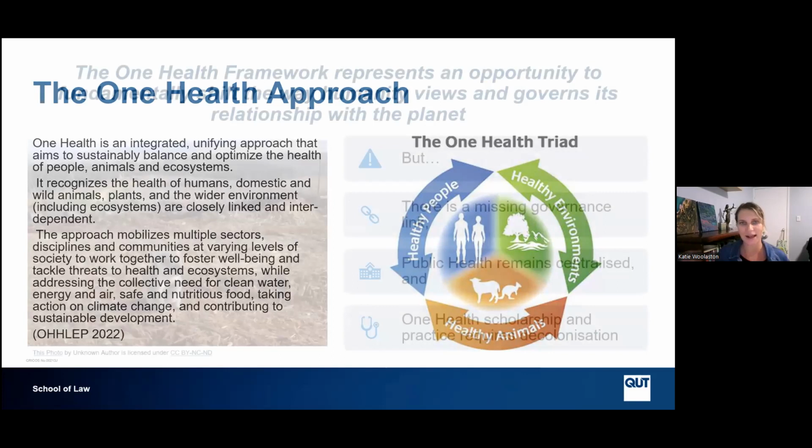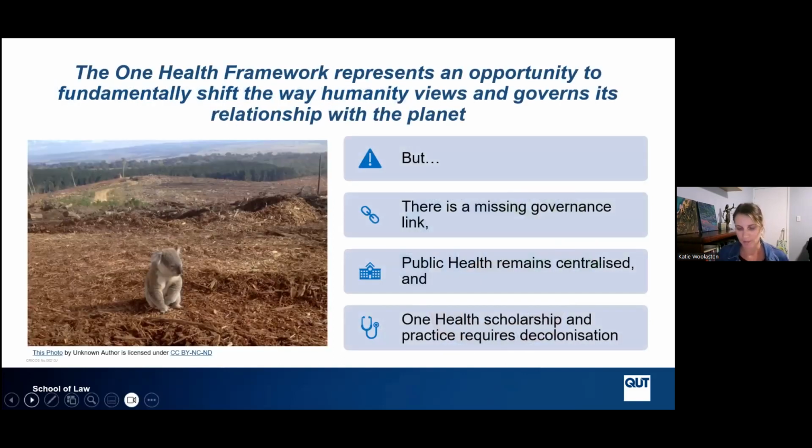So what does all of that have to do with my project? As it says on this slide, the One Health framework presents us with an opportunity to not only help with preventing pandemics, but to fundamentally shift the way humanity views and governs its relationships with the planet. However, there are a number of issues with the One Health framework, as there are with any framework. No framework is perfect. What we found is that public health really remains centralized.